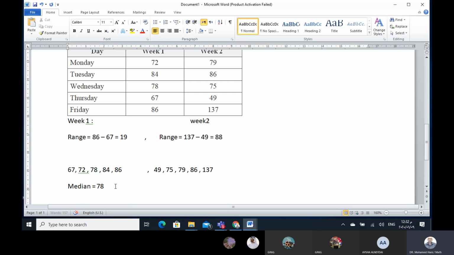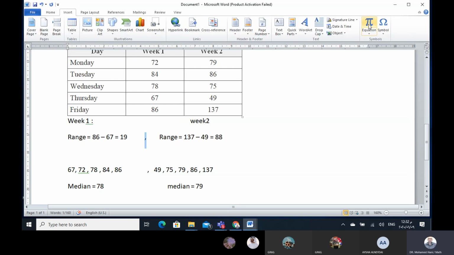Great. Now the median here will be the number in the middle, 79 also, 79. So as you see here, the median in the next week is greater than the median in the first week. So here I can write greater, and here we can write greater.